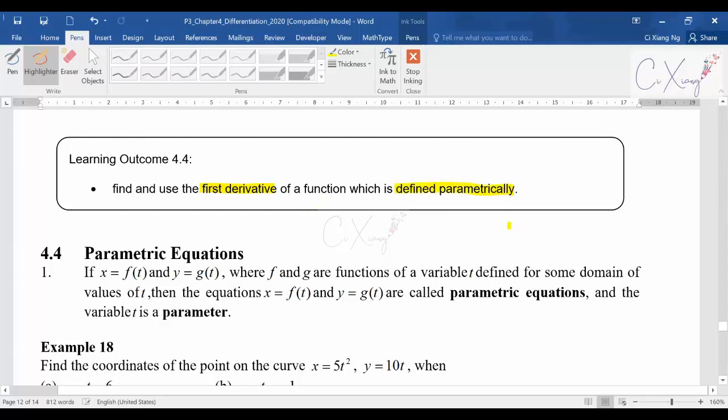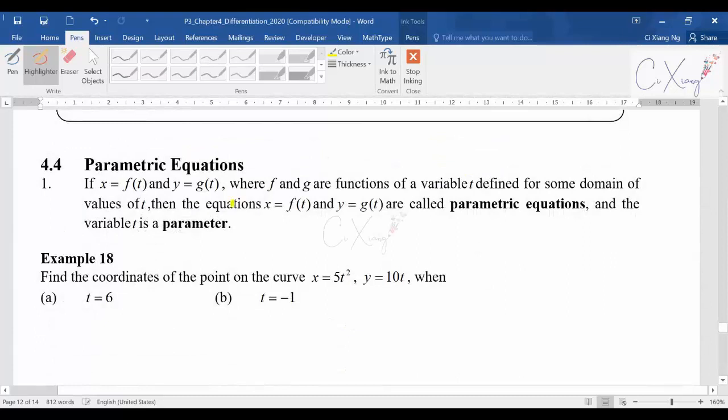So what is the meaning of a parametric equation? For parametric equations, we actually try to separate x and y into two different equations. The f and g are functions of a variable t defined for some domain of values, and we call this pair of equations parametric equations, and t is a parameter.